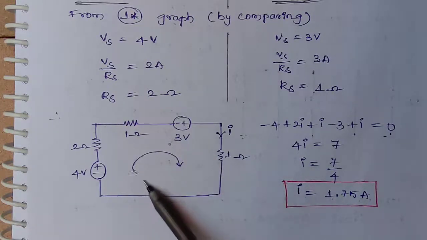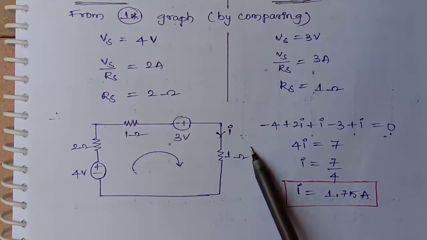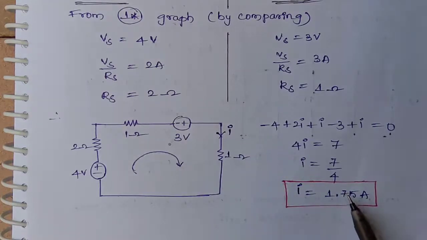That means this is the current which is flowing through this 1 ohm resistor, in amperes, 1.75. I hope you got the answer and you got the solution for this question. I hope you are clear with the concept. Now look at the second question.